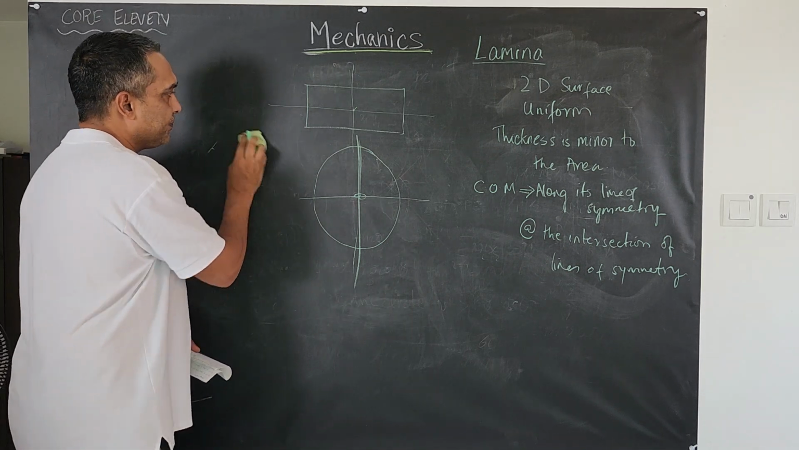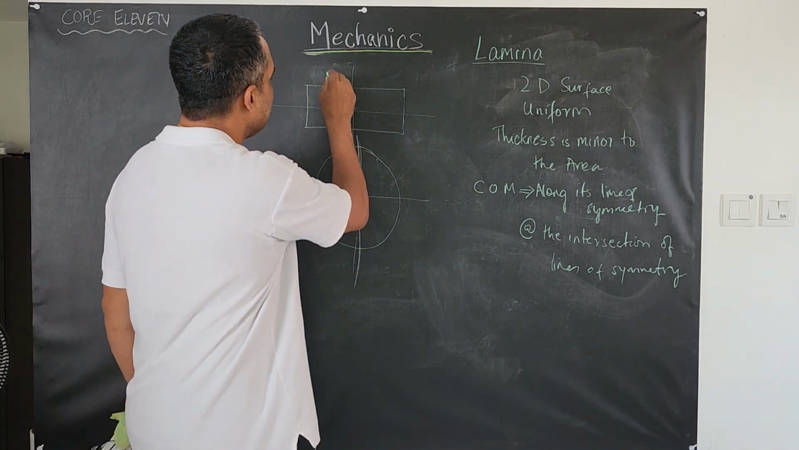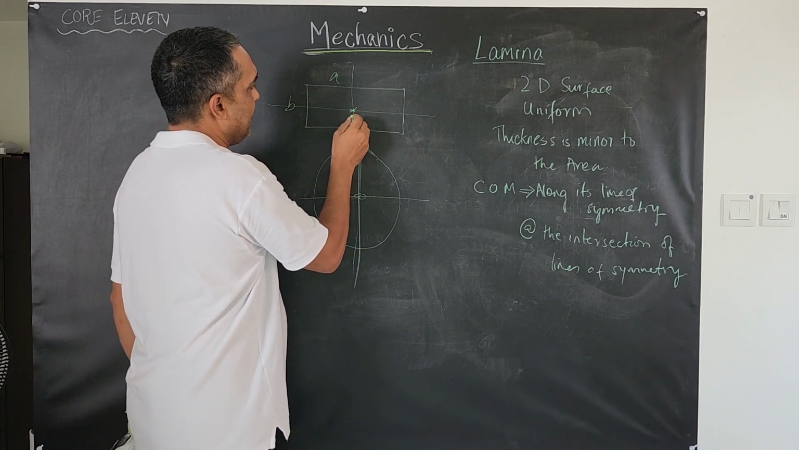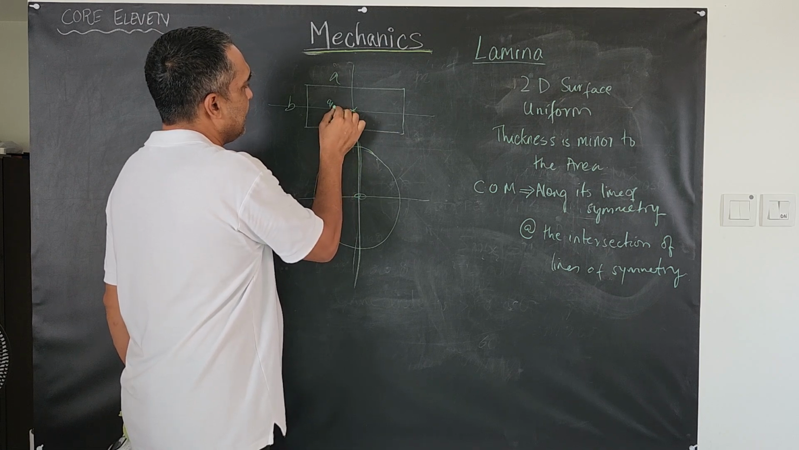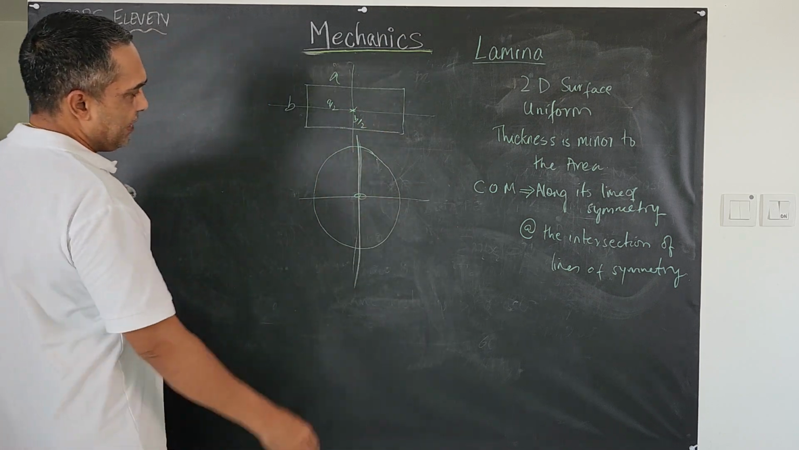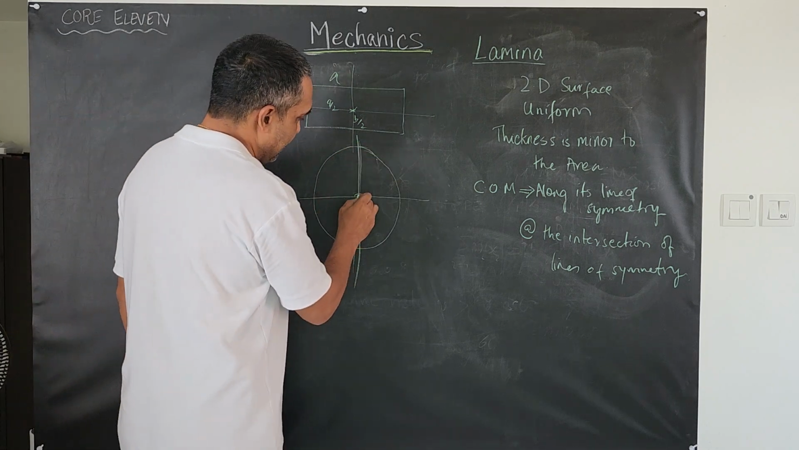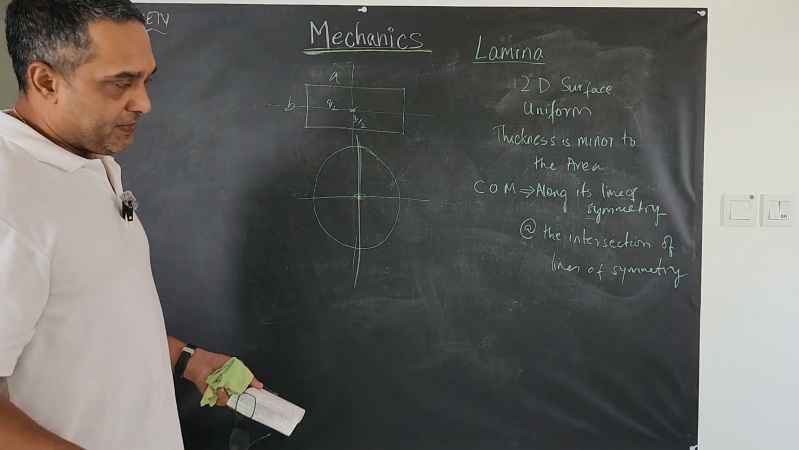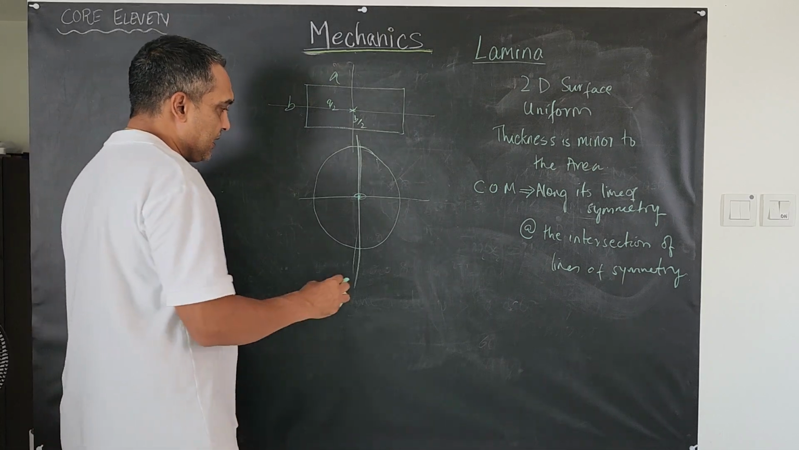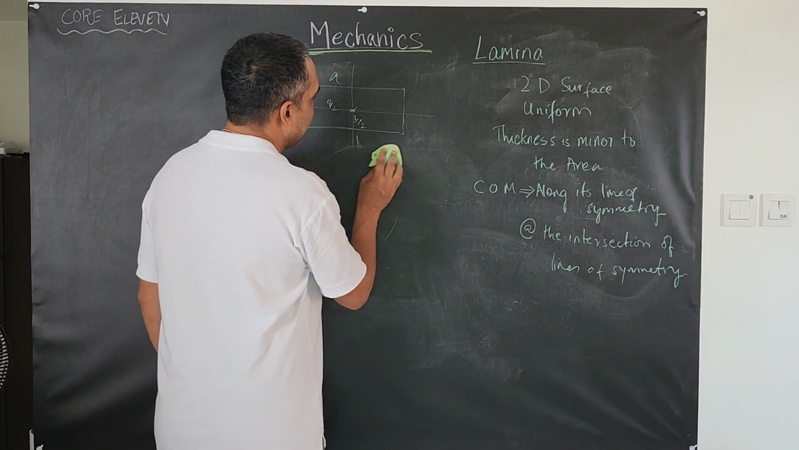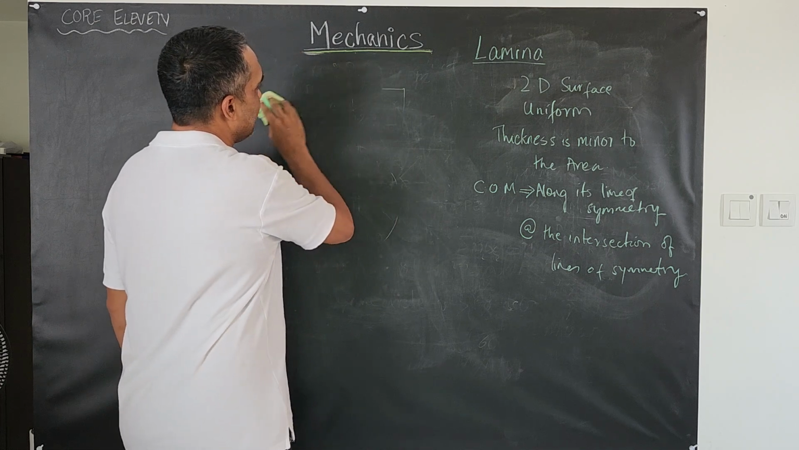And if you have a rectangle with sides A and B, it's quite easy to say that this is half of A and this is half of B. And if you have a circle, of course it is the center of the circle, right? Assuming they are uniform circles, of course, right? So this is an important concept to remember when you deal with uniform lamina.